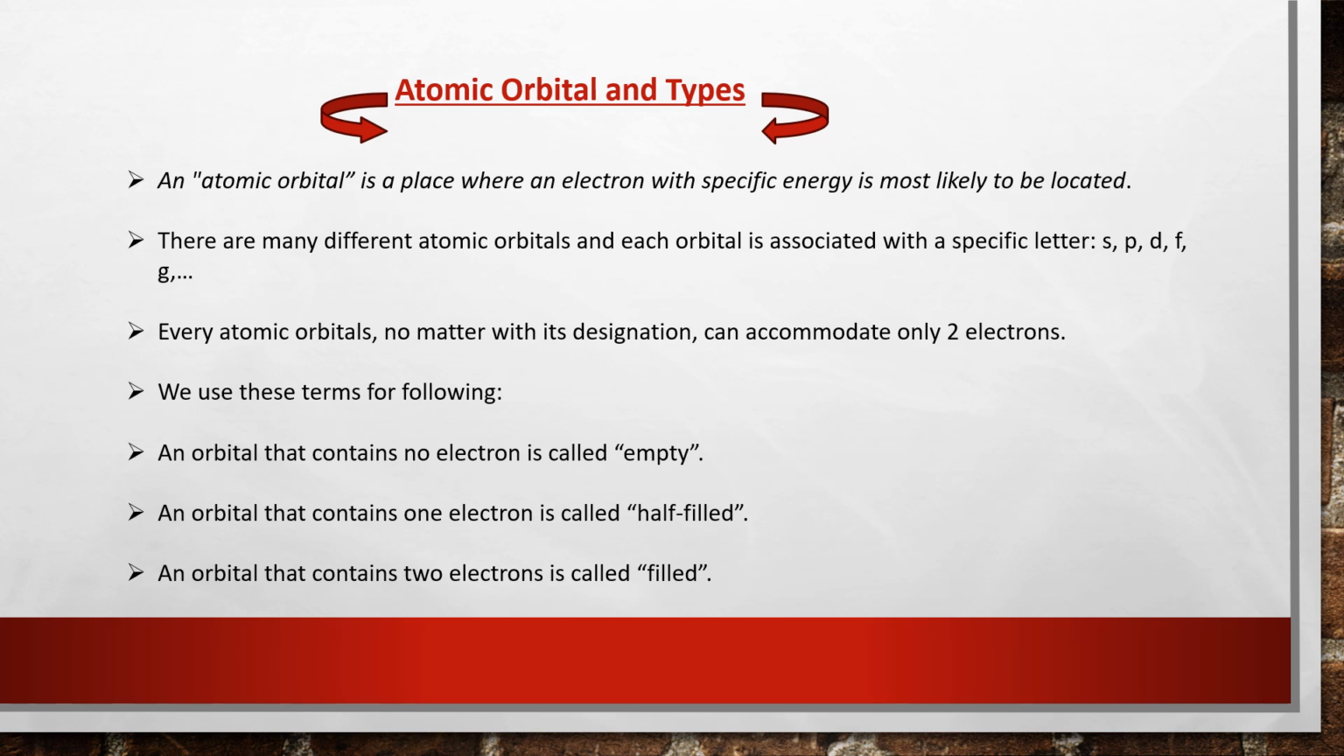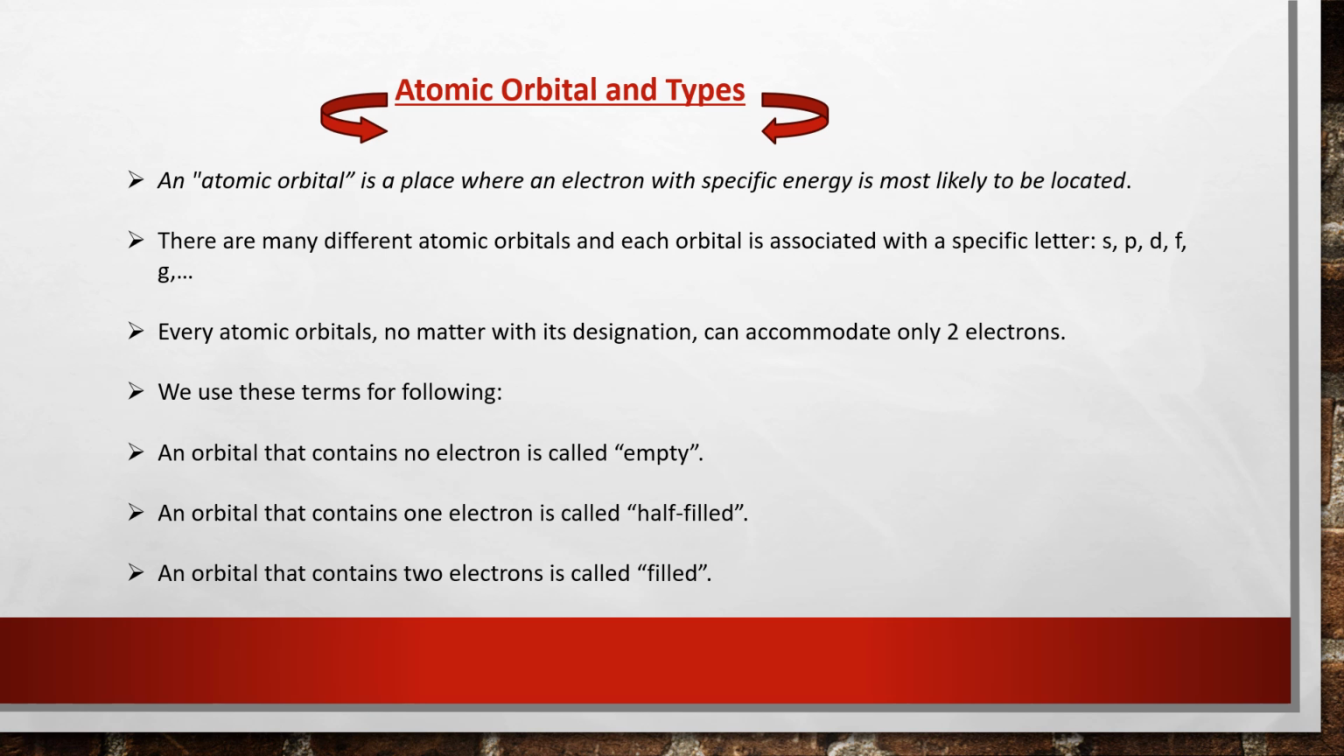Atomic orbital and types. An atomic orbital is a place where an electron with specific energy is most likely to be located. There are many different atomic orbitals and each orbital is associated with a specific letter: s, p, d, f, g. Every atomic orbital, no matter its designation, can accommodate only 2 electrons.